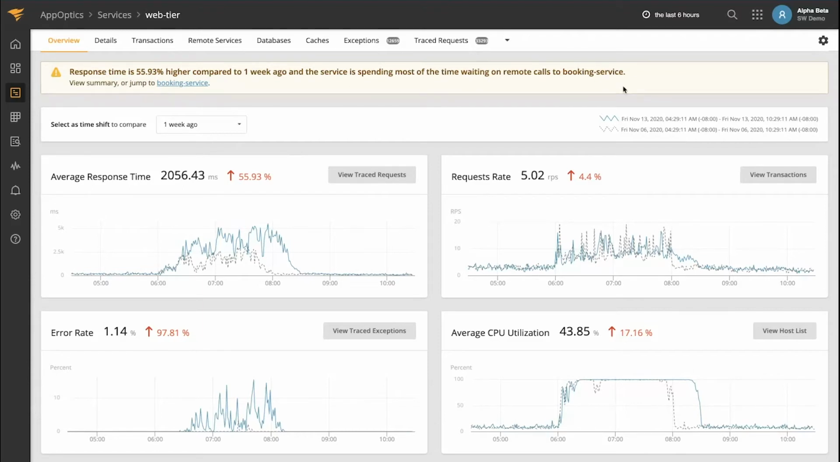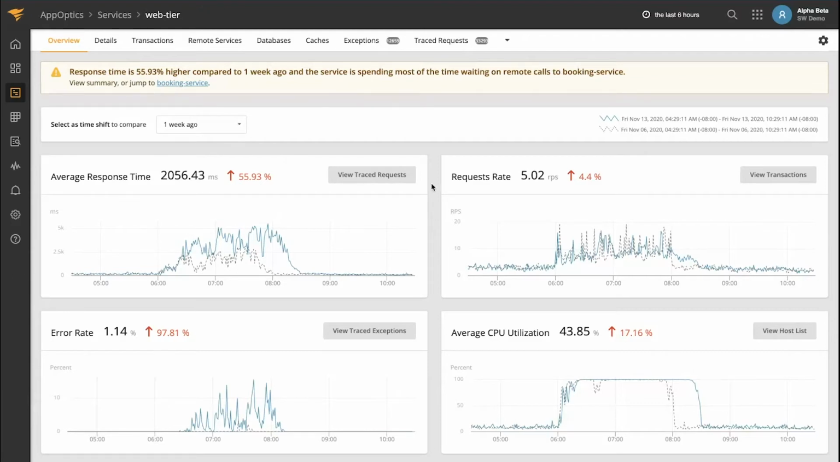Going back to that observability trend, being able to understand what's going on in the application, what might be the problem, and who we should get involved to fix this, it kind of spelled it out for us, right? We know the response time is higher in the web tier, and we know roughly that it's being caused by a downstream service called the booking service.